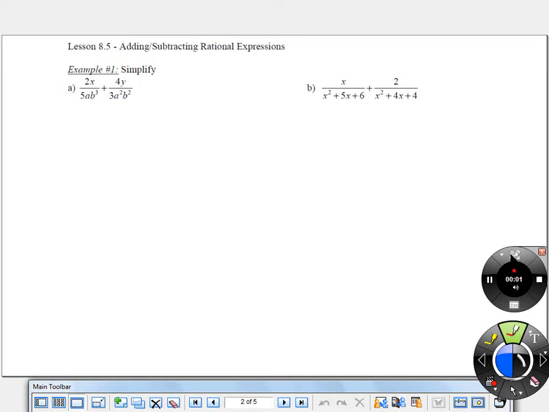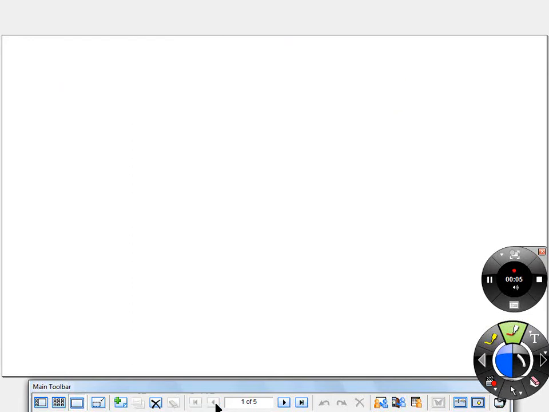Today's focus is going to be add and subtract rational expressions. I just want to remind you that you have skills from the past to do this. You're maybe not as used to doing it with algebra, but simplifying something like this, you know that you would make a common denominator.